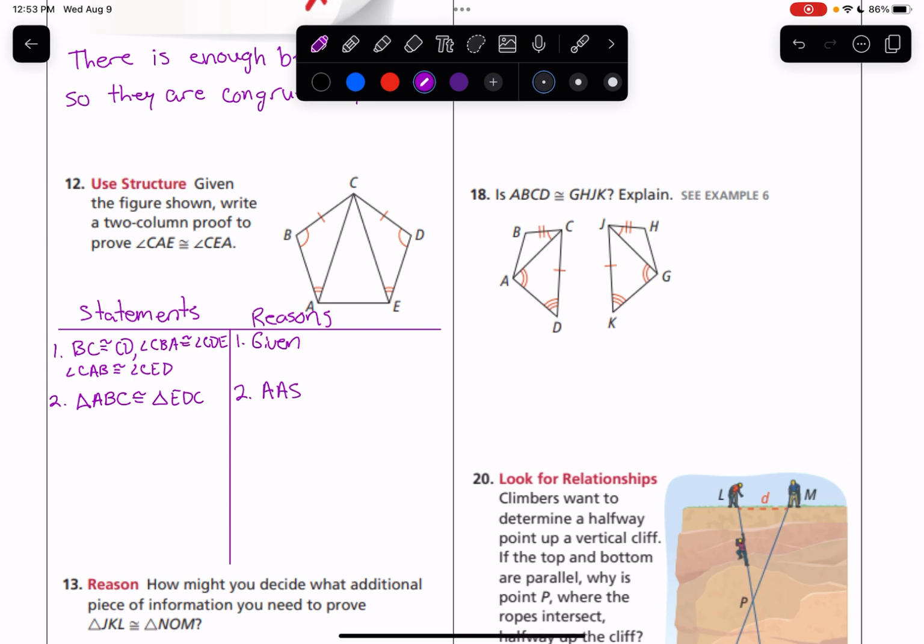For number 3, once we know that these are congruent by angle, angle, side, we can state that CA and CE are congruent because corresponding parts of congruent triangles are congruent. So since these triangles are congruent, their base sides right here have to be congruent as well. So CA is congruent to CE by CPCTC. And once we know that those two sides are congruent, hey, this is an isosceles triangle. And in an isosceles triangle, I know that if the sides are congruent, the base angles are congruent. And that's what I set out to prove. So now, because of the information I know, I can state that angle CAE is congruent to angle CEA because of the isosceles triangle theorem.